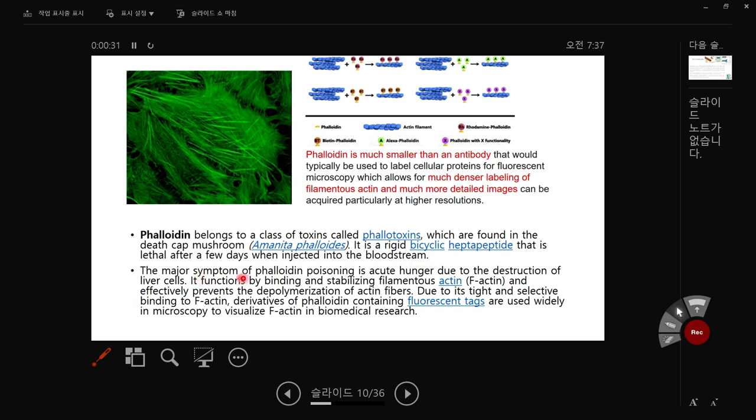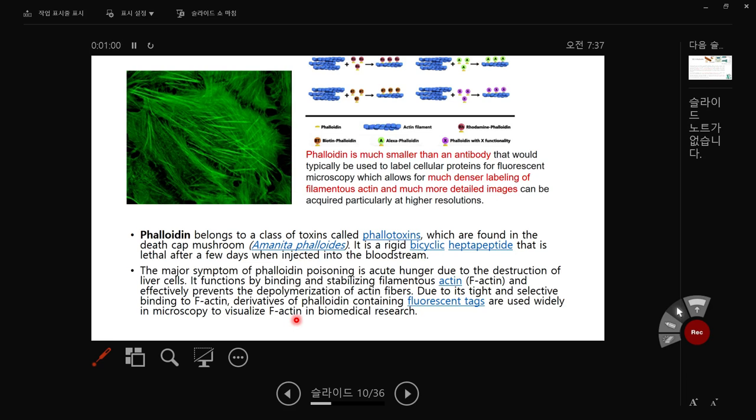The major symptom of phallotoxin poisoning is acute liver failure due to the destruction of liver cells. It functions by binding and stabilizing filaments of actin. They stabilize actin and effectively prevent the depolymerization of actin fibers. Due to its tight and selective binding to only actin, derivatives of phallotoxin containing fluorescent tags are used widely in microscopy to visualize actin.